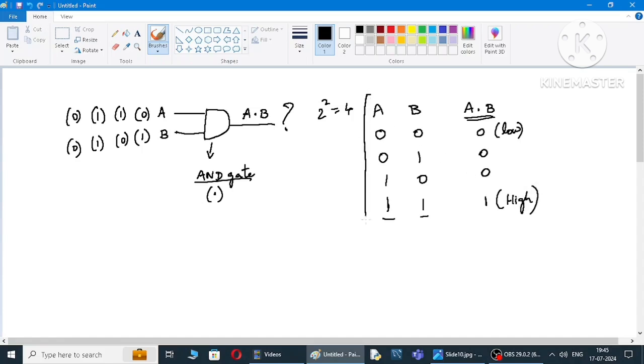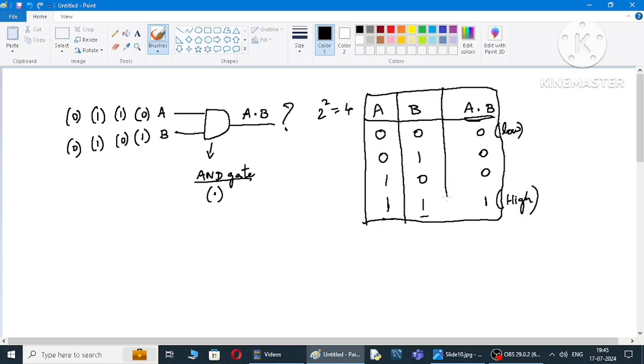Tabulating the different kinds of inputs and showing what output they give is called a truth table. This is the truth table for the AND gate. So what is a truth table? A truth table shows the different combinations of input and what output they give.